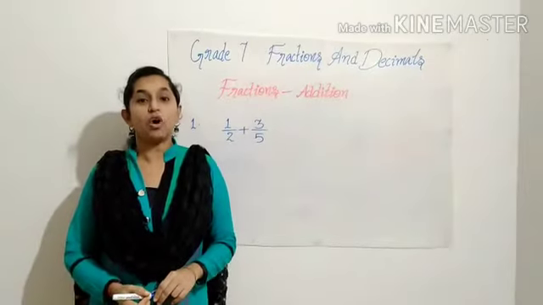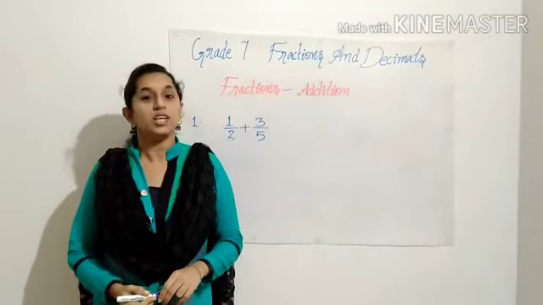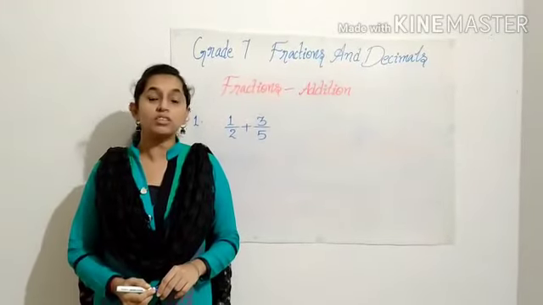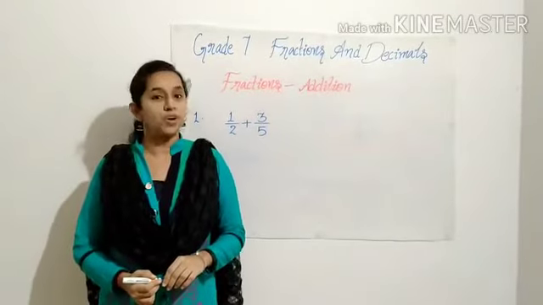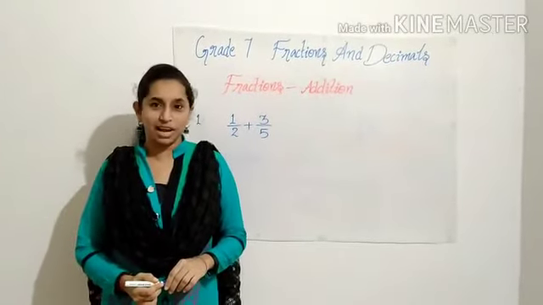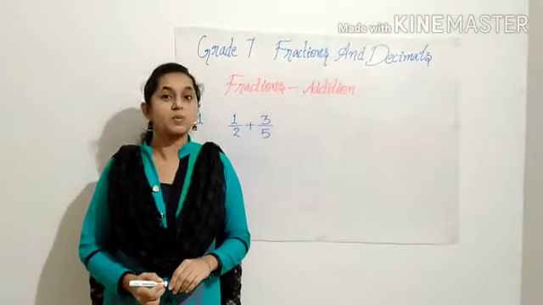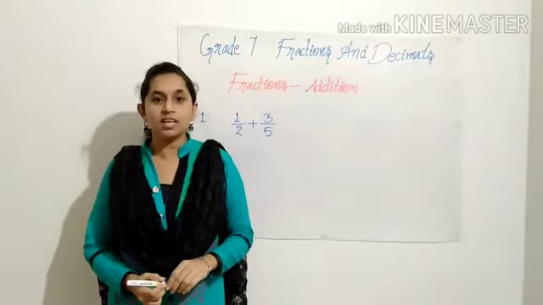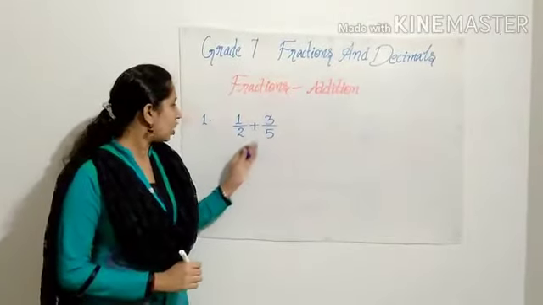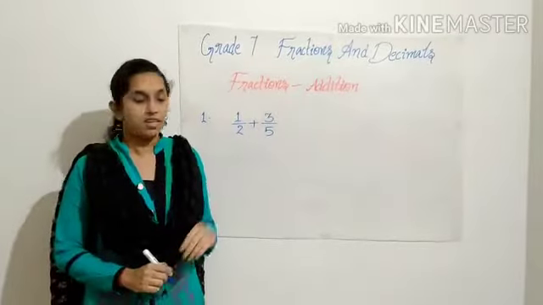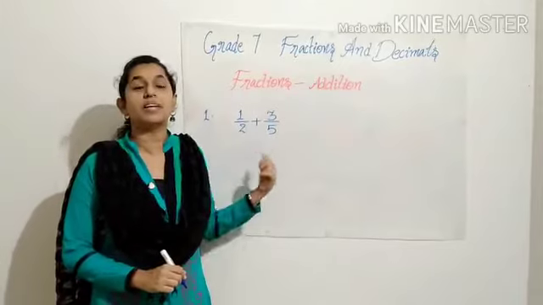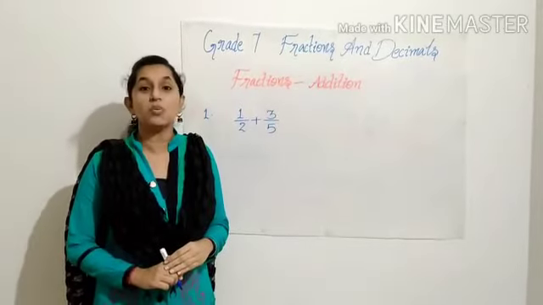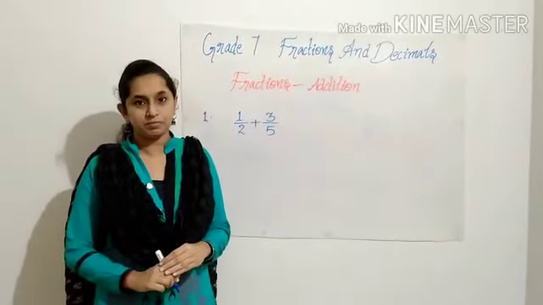Before you add or subtract fractions, you have to keep one important thing in your mind. That is, we can add or subtract only like fractions. The fractions with same denominators. Here you can see that denominators are different. 1 by 2 plus 3 by 5 is our question and denominators are different. So we have to make them same.